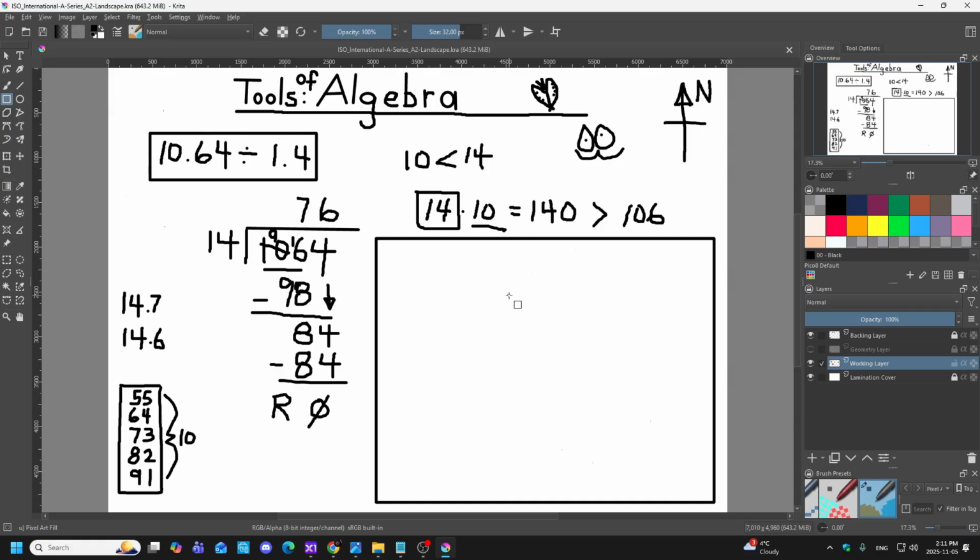Okay, we have solved so far 1064 divided by 14. We worked this problem using whole numbers, and then at the end we figure out where to place the decimal. This is how you do it.